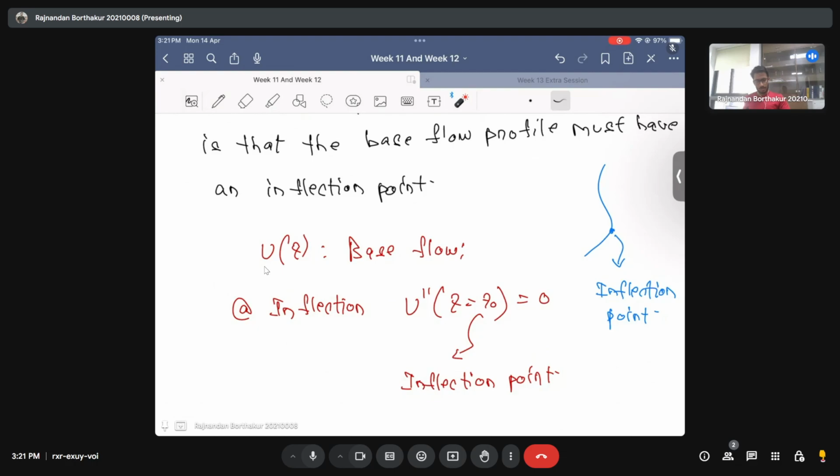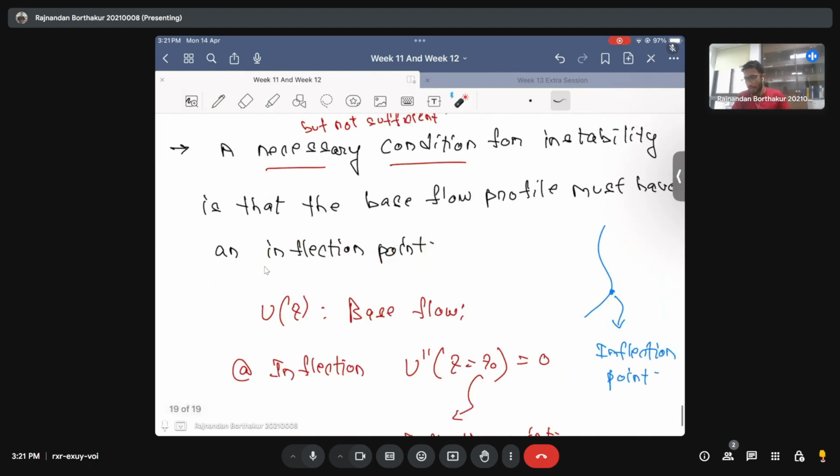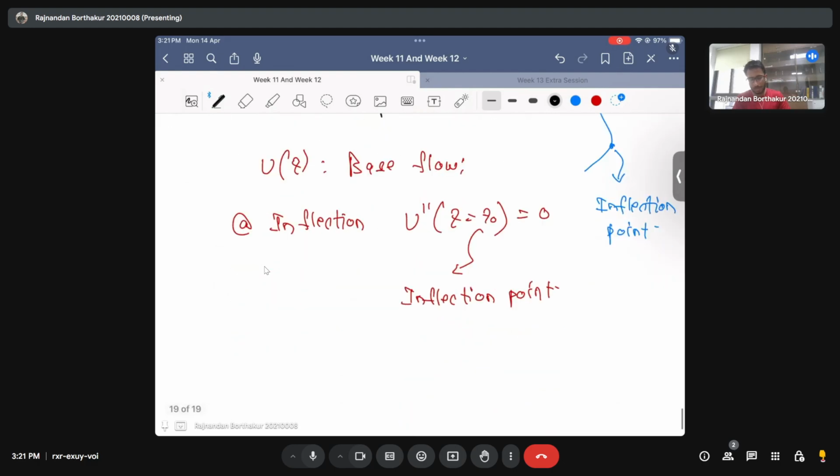Okay, yeah, and this is where we stop. Today we will take a very simple example in order to understand this Rayleigh inflection point criteria in a better way. And thereafter we'll look into a stronger criteria, because this is not a sufficient criteria, to assess the stability of the considered base flow. In fact, we'll look into two criterias. But yeah, this is where we stop.